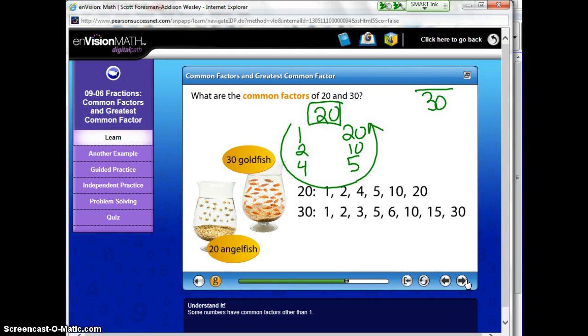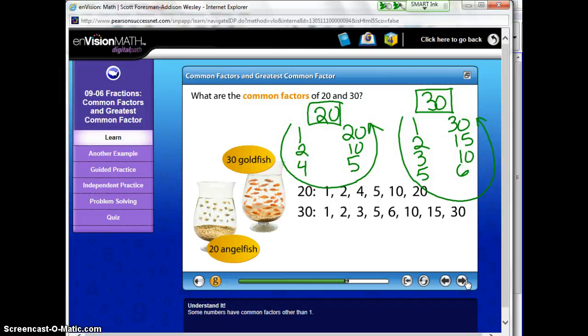I'm going to do it this way. We always start with 1 times 30. Is it an even number? Yes. So 2 times what? 15. Will 3 work? Yes. 3 times? 10. Will 4 work? No. Will 5 work? Yes. There's no numbers between 5 and 6. These numbers continue to get larger. We're done. Well, we're partway done.